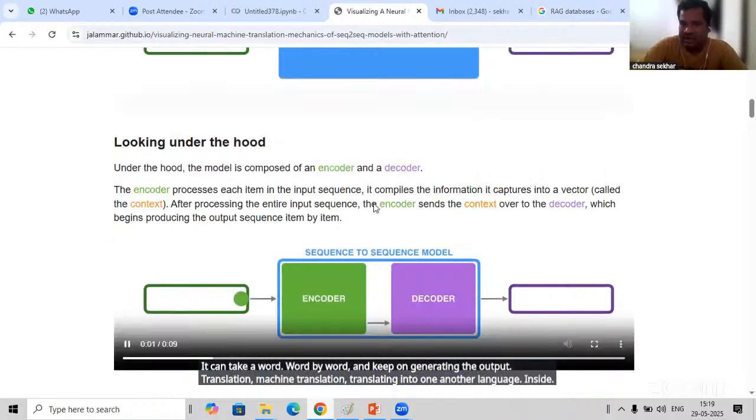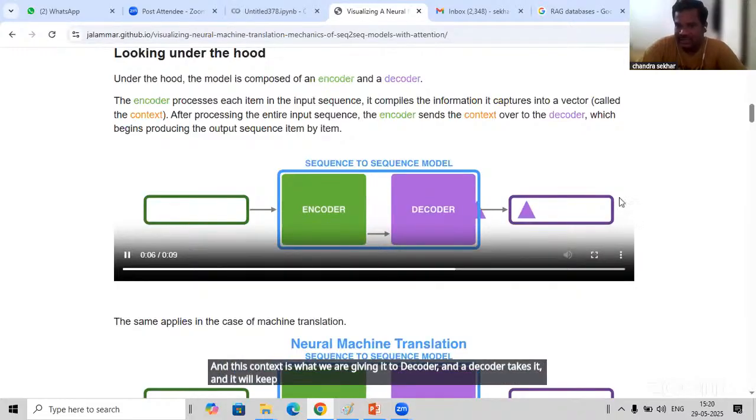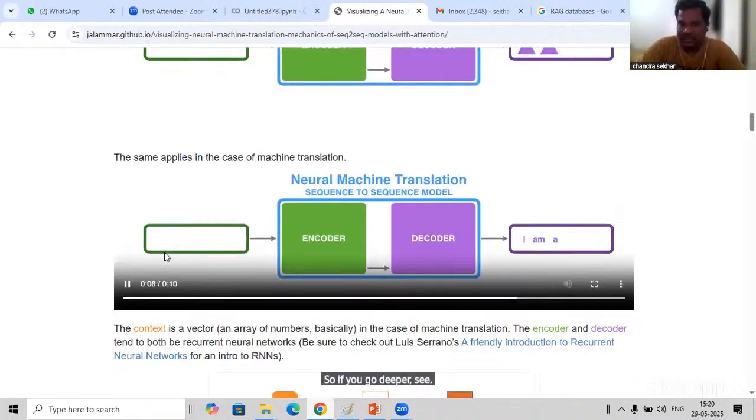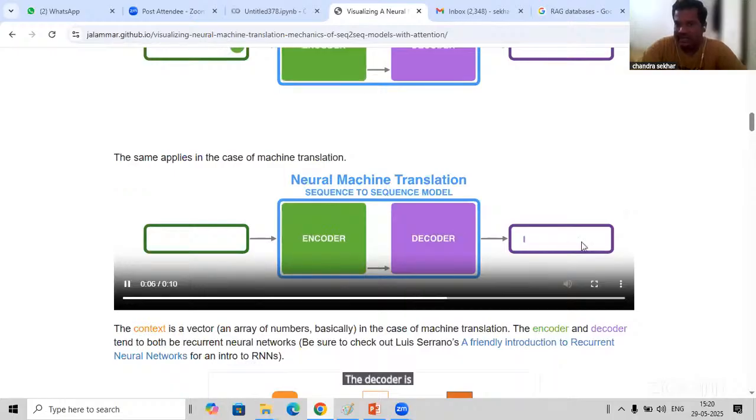Inside, it is the same encoder decoder architecture, but here, what is happening? It is taking all the input words and generating a single context summary, and this context is what we give to the decoder, and the decoder takes it and keeps on translating, generating the output in the destination target language. Only one context. If you go deeper, all three words are processed by the encoder. The summary of the processing is given by the context, and based upon the context, the decoder is generating the data.